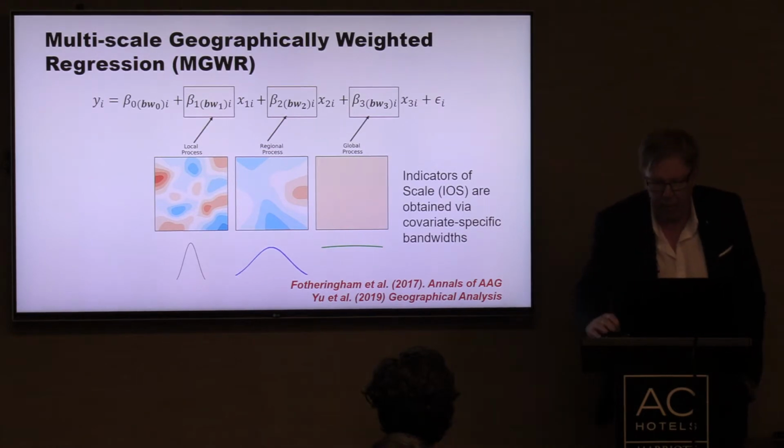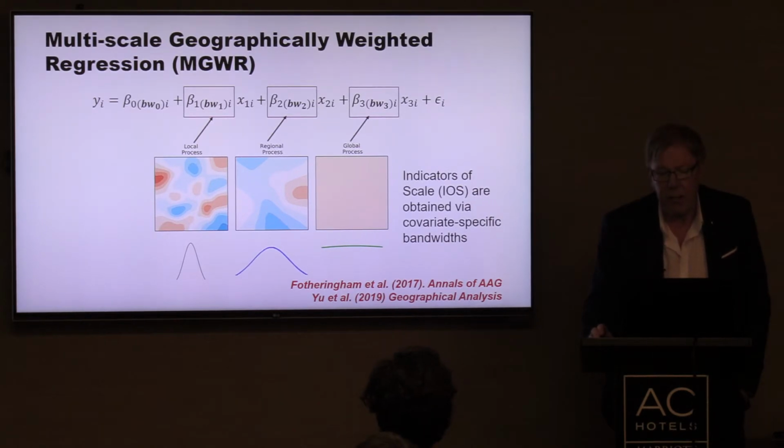And the idea here is that we've basically got a model where the parameters of this model are allowed to vary over space, as in geographically weighted regression, but they're allowed to vary over space at different scales. So each of these covariates, the conditioned relationship, say, between x3 and y, is defined by a bandwidth, which is specific to that covariate. And each of these, however many covariates we have in our model, is a conditioned process: how x1 conditioned on x2 and x3 affects y.